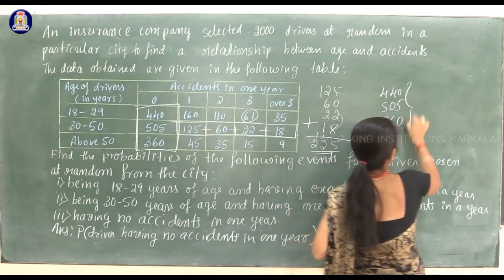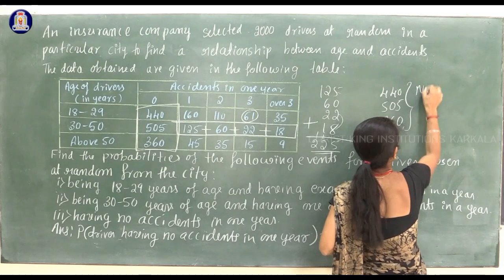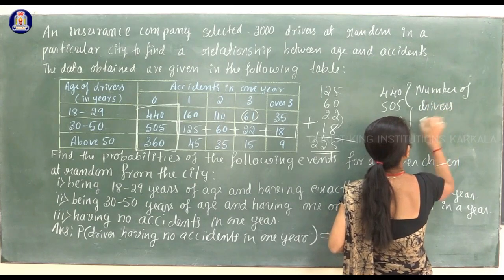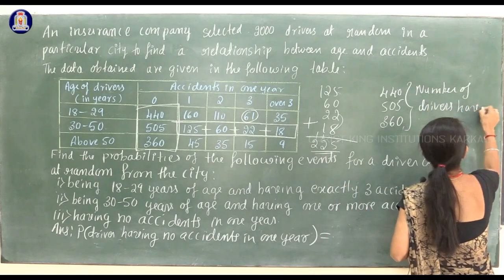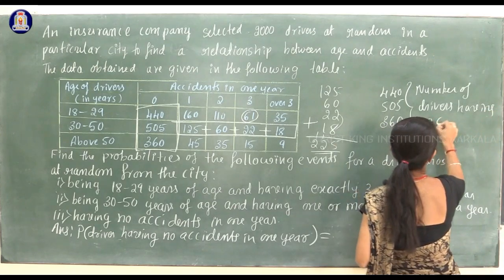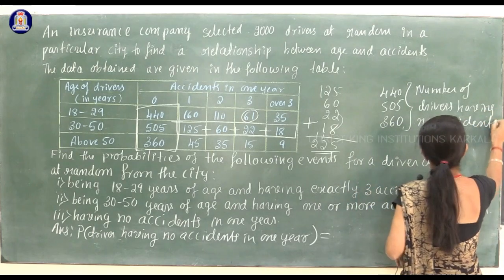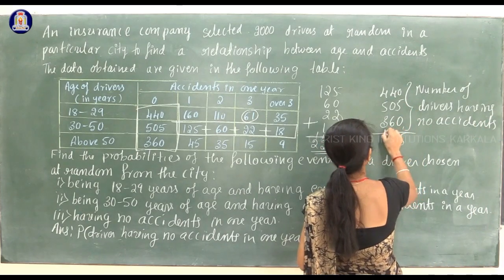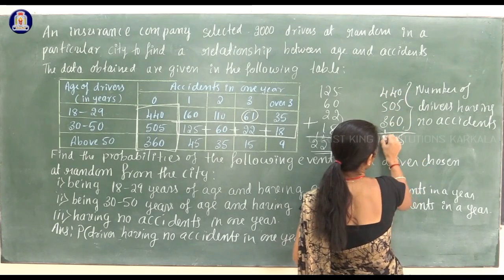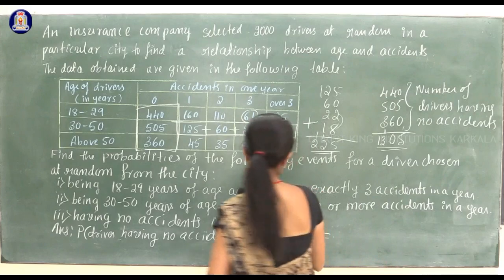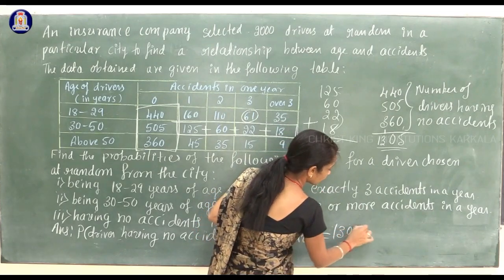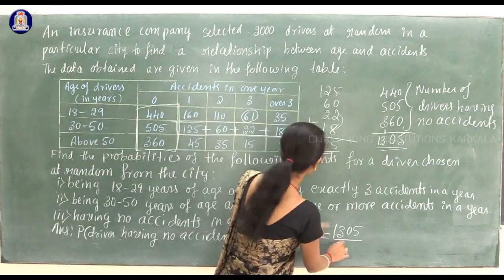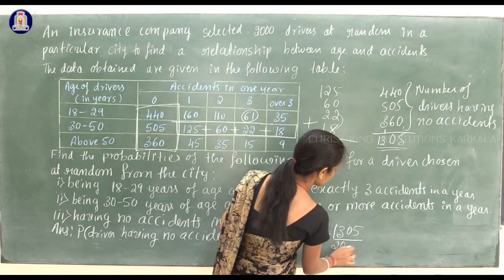This is the number of drivers having no accidents in 1 year, and that total gives you here 5 and 6 plus 4 is 10 and 1 left, 5 plus 5 is 10, 10 plus 3 is 13, 1305. That many drivers did not meet with accidents, dividing by the total number of drivers. Total number of drivers is 2000.